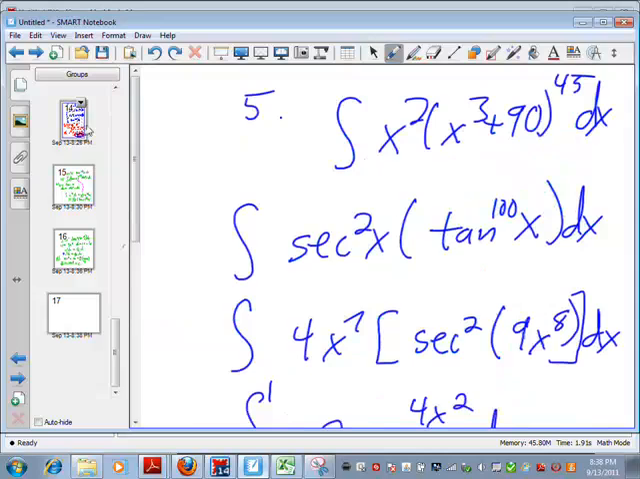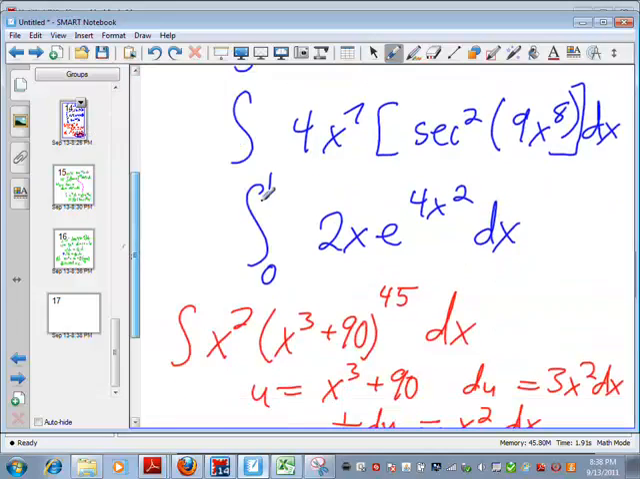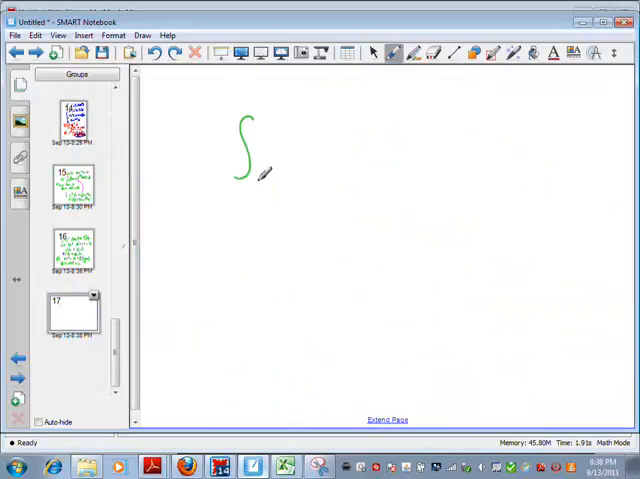All right, and what's left? So this one. I'm going to leave this one to you. Oh, actually, we should do this one because this is definite. U is 4x squared, so the integral from 0 to 1 of 2x e to the 4x squared dx. I'm definitely going to do one of these.